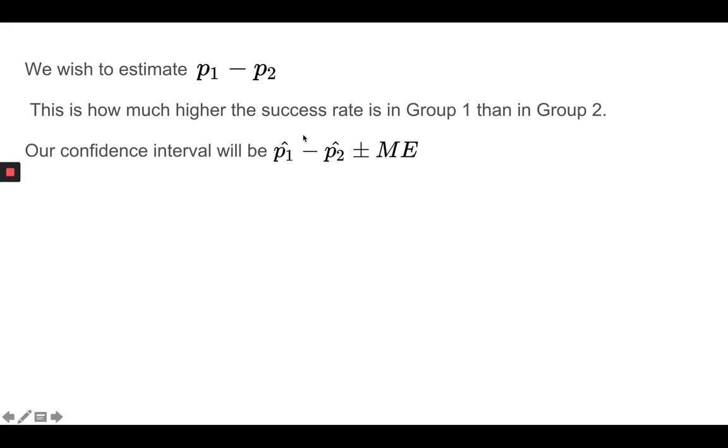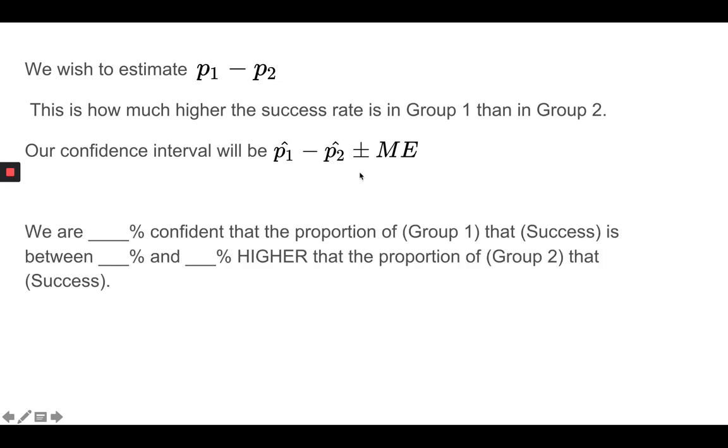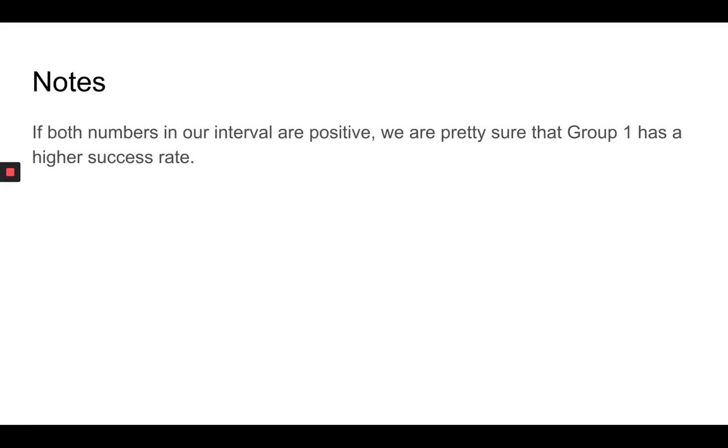Our confidence interval would be the observed difference. This is what the sample told us the difference was, plus or minus the margin of error. And then our final sentence will be something like, we are blank % confident that the proportion of whatever group one is, that whatever success is, is between blank and blank higher than the proportion of group two that was successful. If both of the numbers in our interval are positive, then we're pretty sure that group one does in fact have a higher success rate.